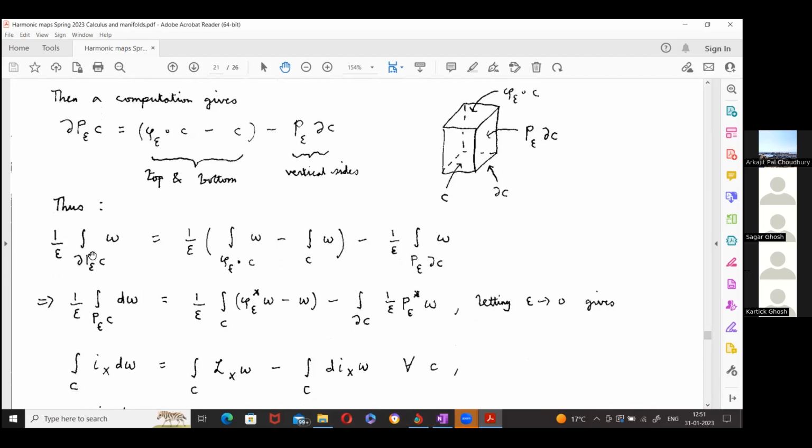Now, this left-hand side, by Stokes' theorem, this is 1 over epsilon, integral of d omega over P epsilon C. This is equal to this first term here, integral omega over phi epsilon composed with C. This is the same as integral of phi epsilon star omega over C. So then I can group together these two integrals as integral over C of phi epsilon star omega minus omega.